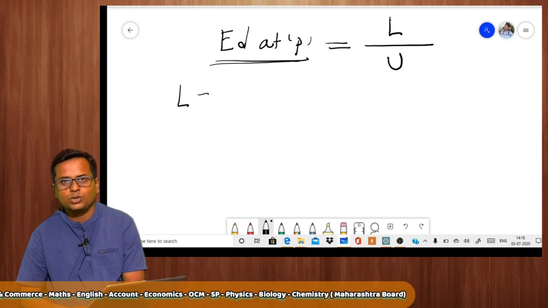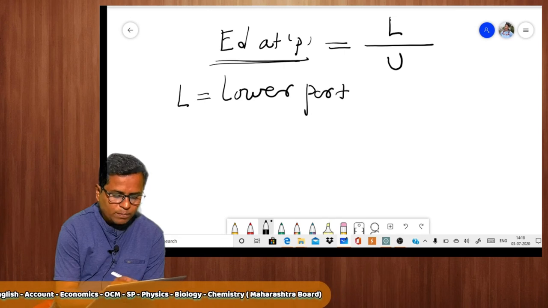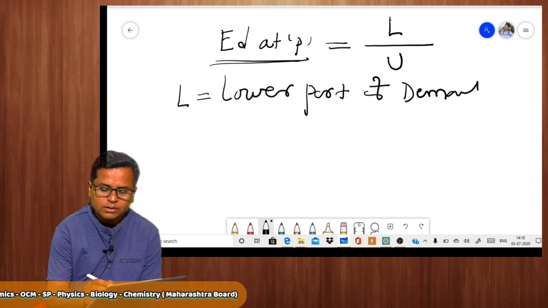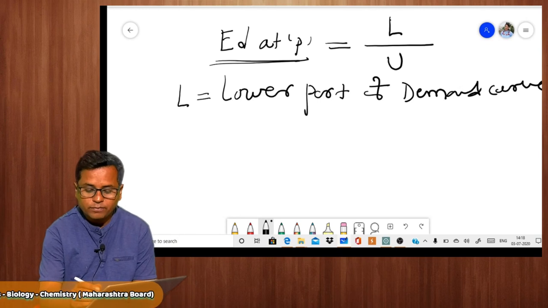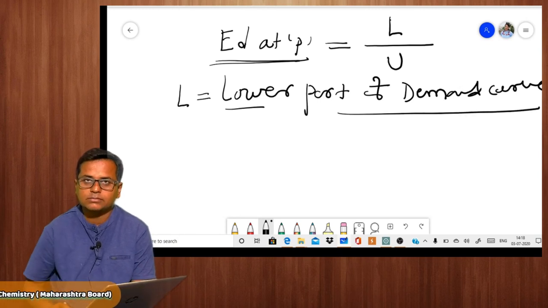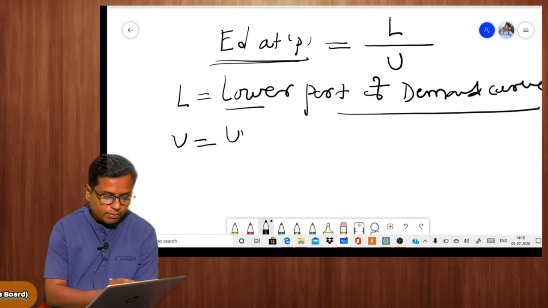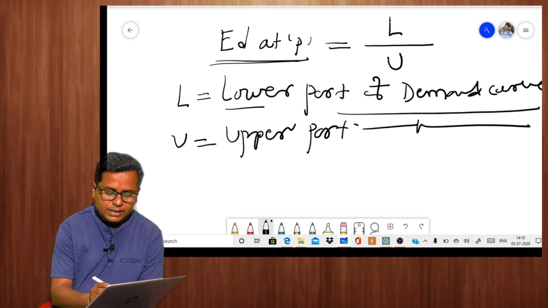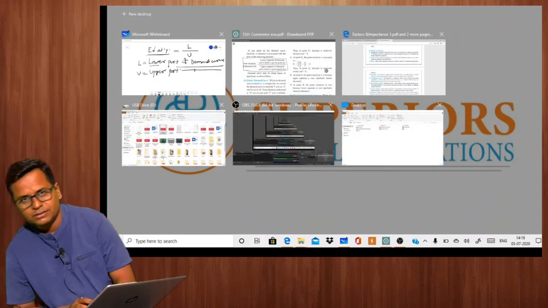What is meant by L? Here L stands for the lower part of the demand curve from the given point, and U stands for the upper part of the demand curve from the given point.